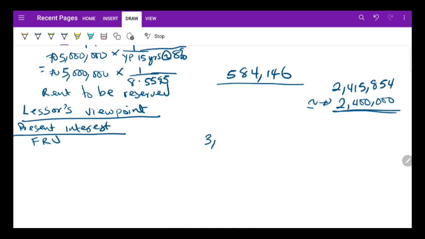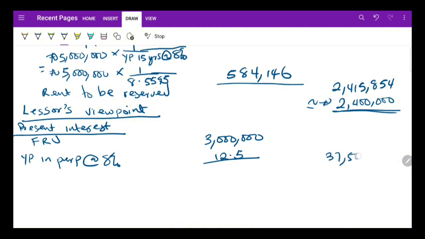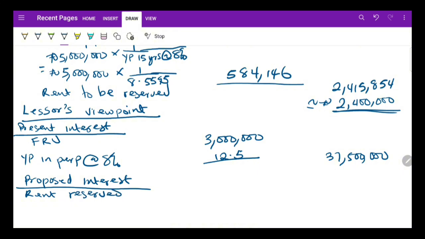So for the full rental value, we have our 3 million naira, and then we do YP in perp at 8%, right? Our YP in perp at 8% multiplied by that gives us 37,500,000 naira. That's the current interest without a lease. That's his current freehold interest without a lease. Okay. The proposed interest is going to have a lease in it, which of course is going to be less than the full rental value because a premium has been paid. So the proposed interest is going to have a rent reserved that we do not know, and that is what we are trying to find. So we put it as X because we don't know what it is.